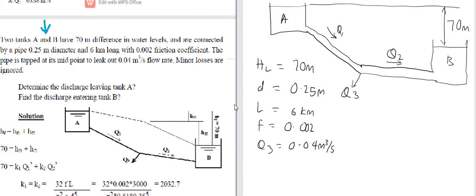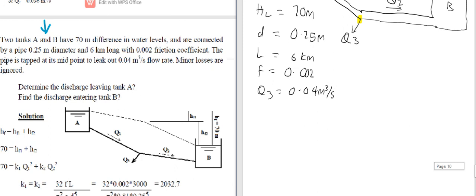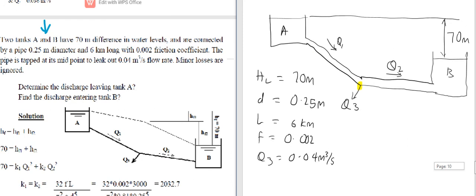So the flow rate at which it is leaking out is just like there is a small exit at that point, and the rate at which it is flowing out is 0.04 meter cubed per second. So how do we solve this now? Well, take it one step at a time. They said that we should find the discharge leaving the tank A, which is Q1, and the discharge entering the tank B, which is Q2.